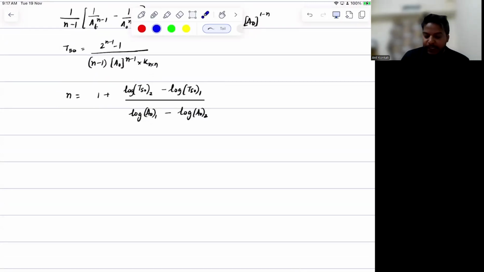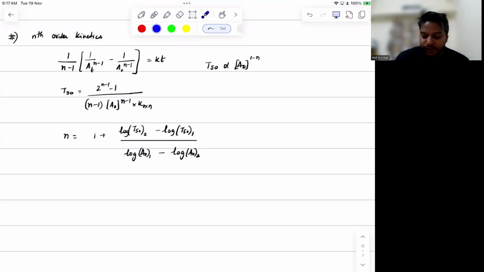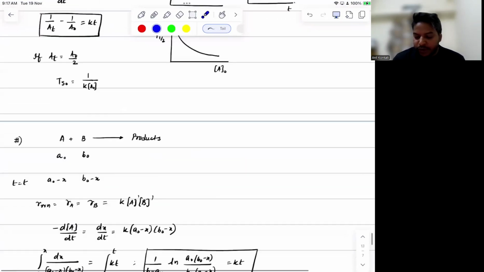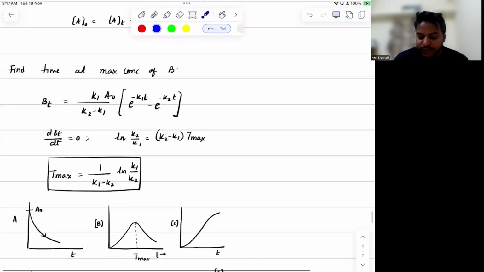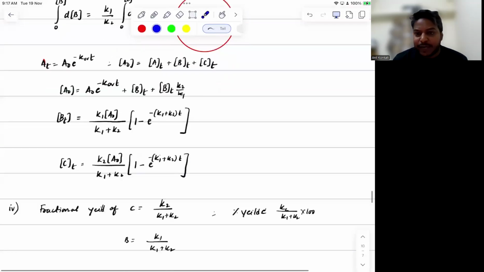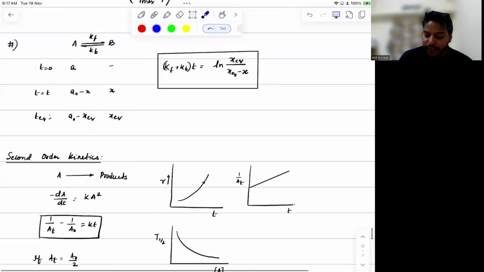So I hope this part is clear, everybody. This is another way of identifying the order of the reaction. Now, guys, whatever I have written, whatever we have discussed, these are all quick things which we need to know as a part of this topic. All right. These are the important points from this topic.